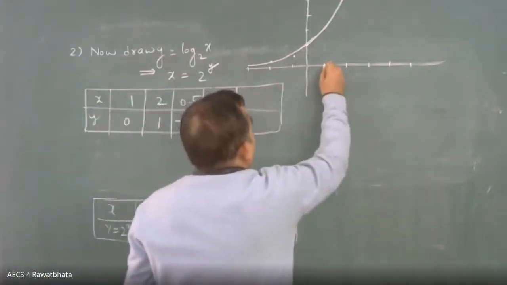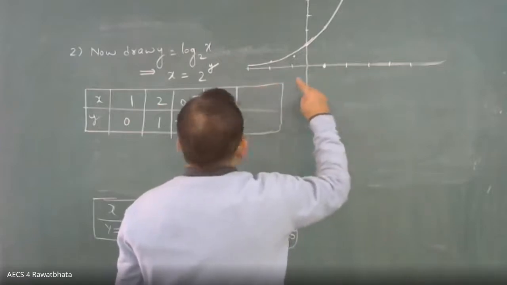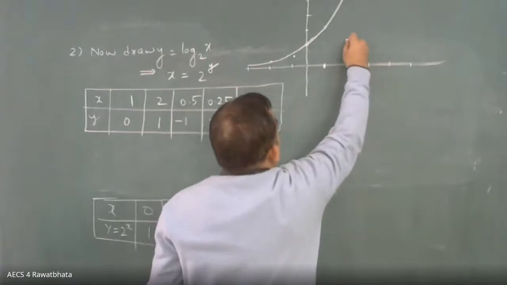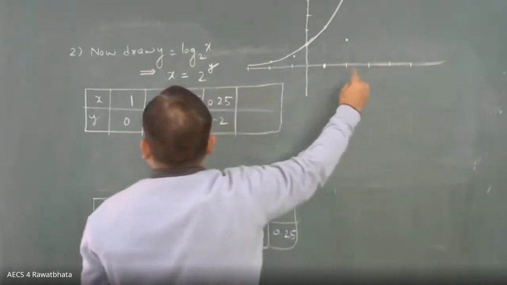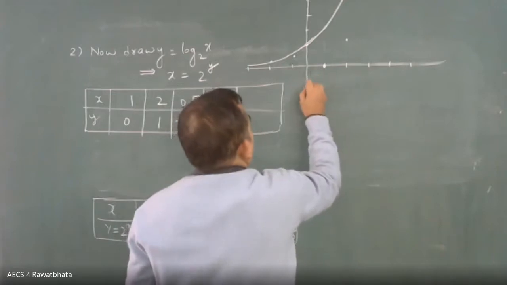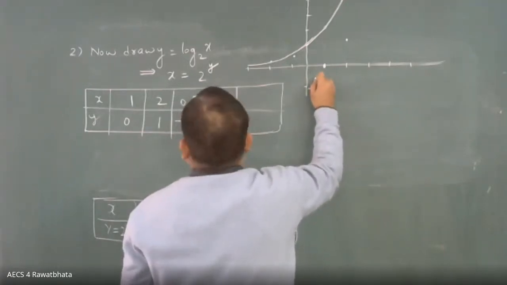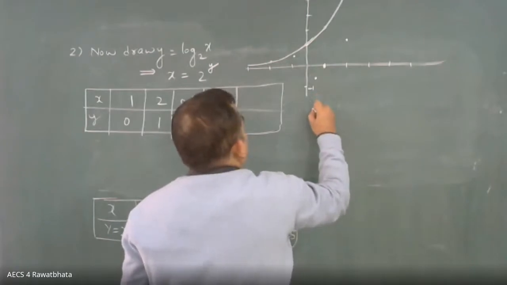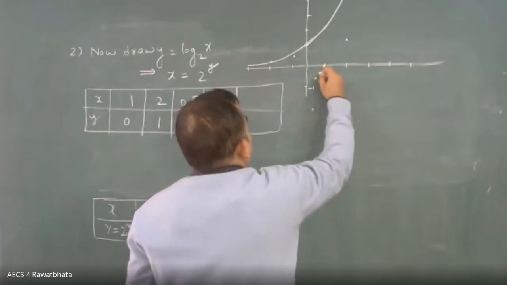Where is 1, this is 1, 0. If 2, 1, this is 2, this is 1. Here, okay. When x is 0.5, this is 0.5. Y is -1. This is -1 here. 0.25, -2 here. Like this, and join them with a smooth curve.